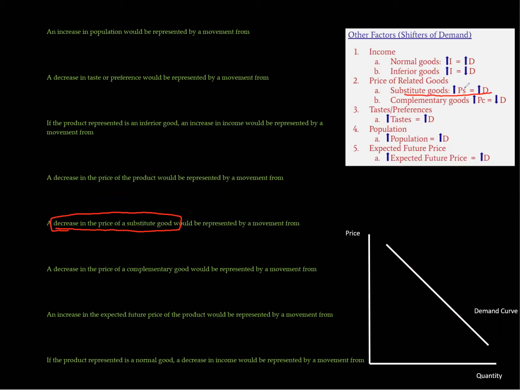Substitute goods, if the price goes up, demand goes up. So if the price goes down, that means demand goes down. So we don't even have to understand what it's saying. We just need to be able to use the list, right? Demand goes down, that means shift to the left. That's all you got to be able to do. Now, it'd be helpful if you can understand why, all right?